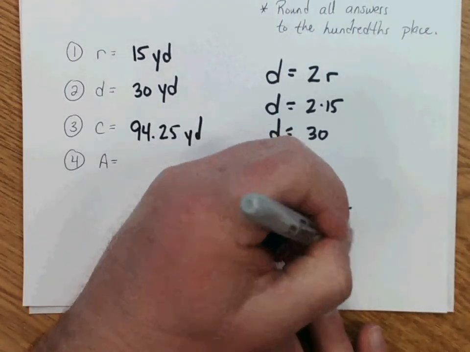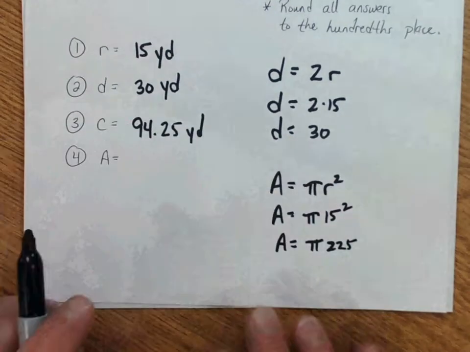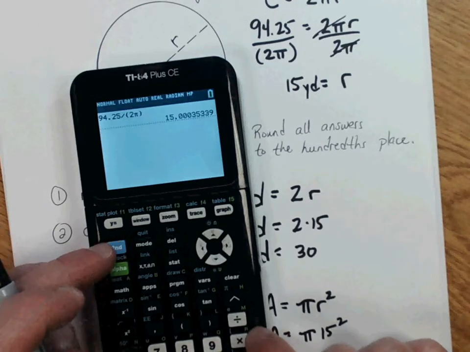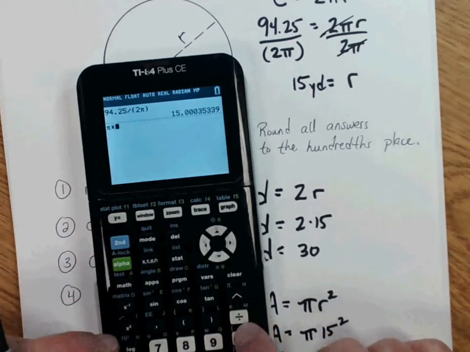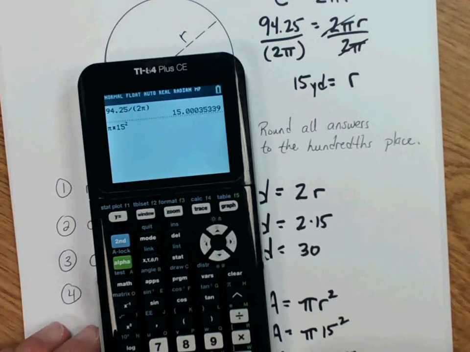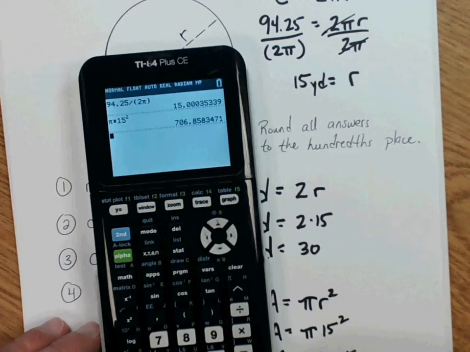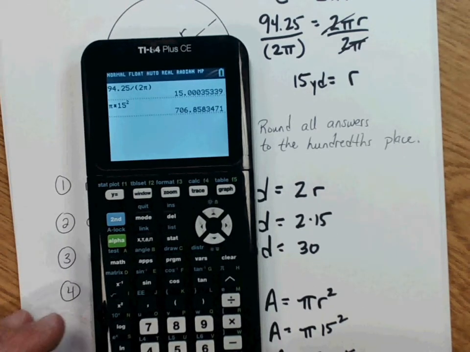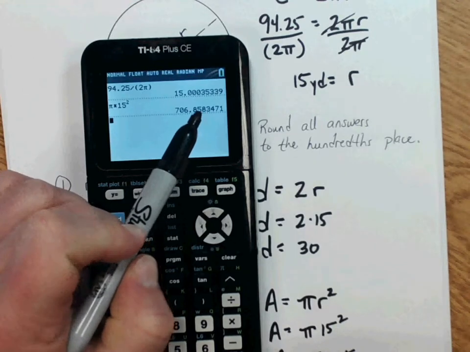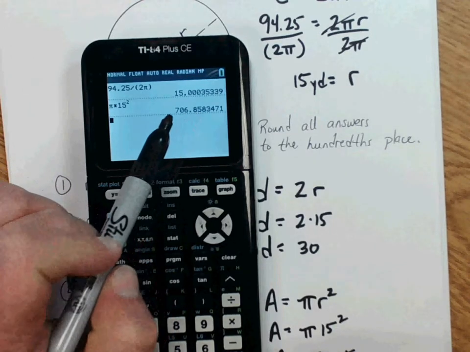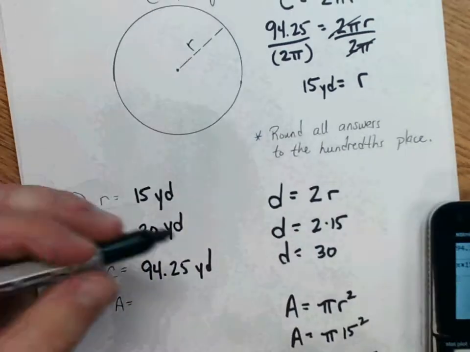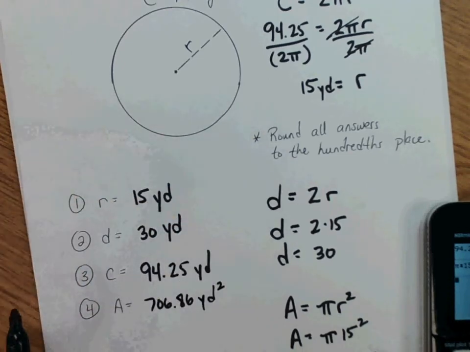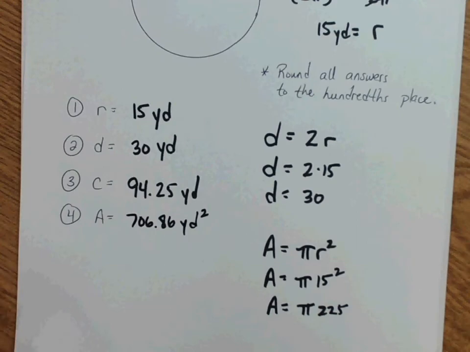Area is pi times 225. And in my calculator, if I didn't know that, I could always just go pi times 15 squared, and that's also going to get my answer. And rounding that, that's 706.85, but the 8 behind the 5 will round that 5 to a 6. 706.86, and that is square yards. Okay, that is practice problem 3.